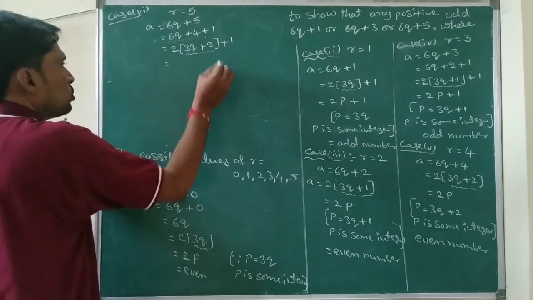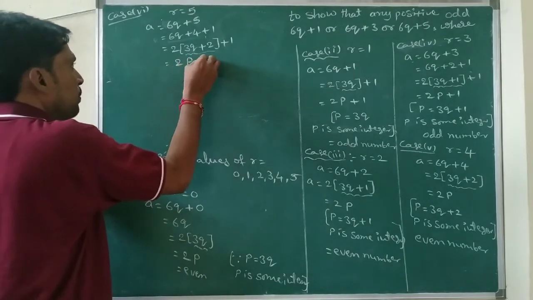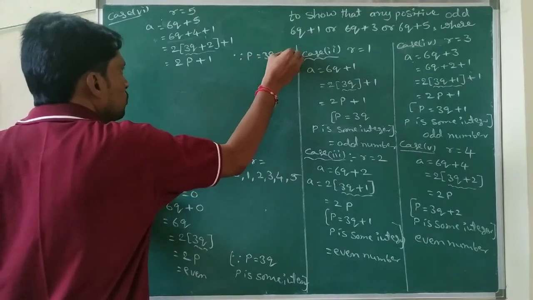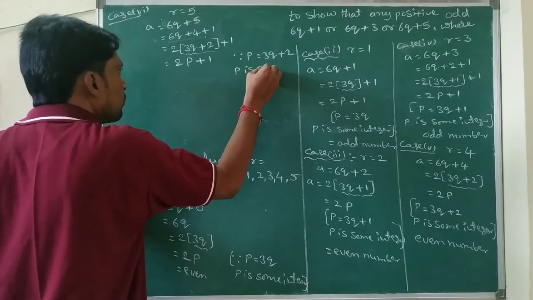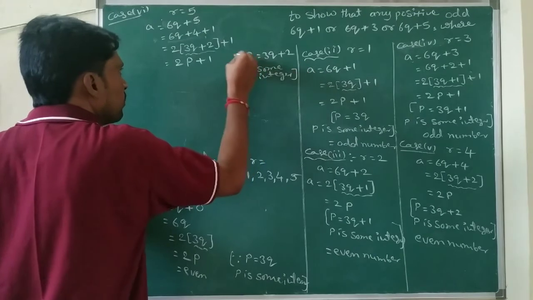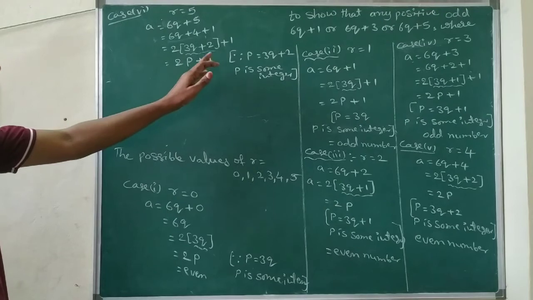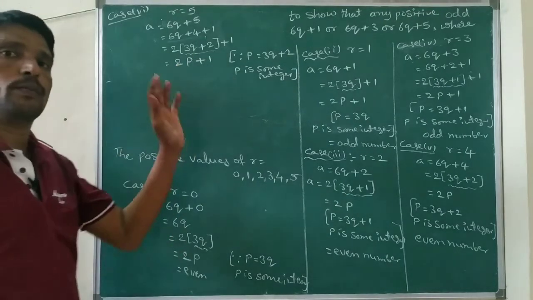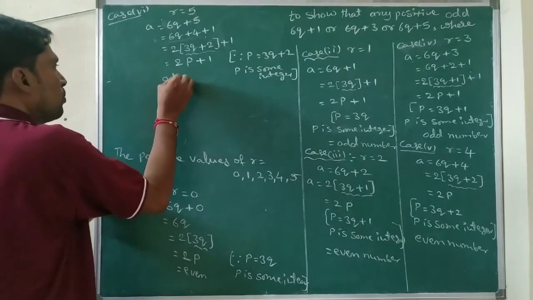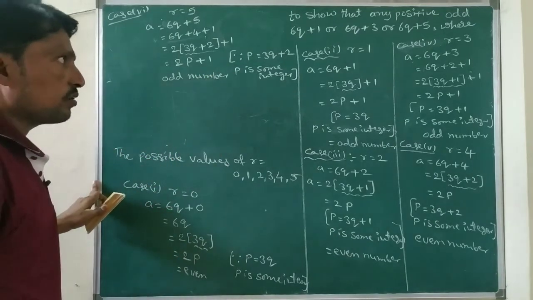Here 3q plus 2 I am taking as some integer. So 2 of p plus 1. So here p equals 3q plus 2, p is some integer. So it is in the form 2p plus 1, which is the general form of an odd integer. So we got an odd number here. Odd number only we got.